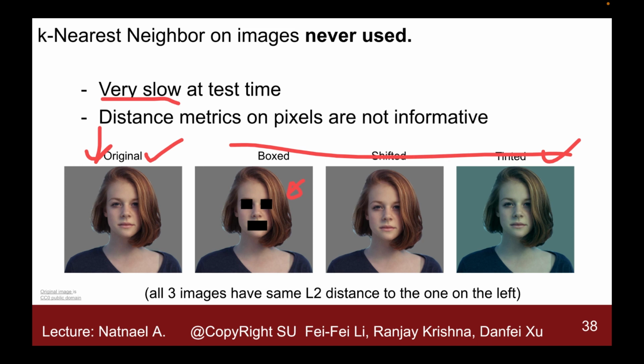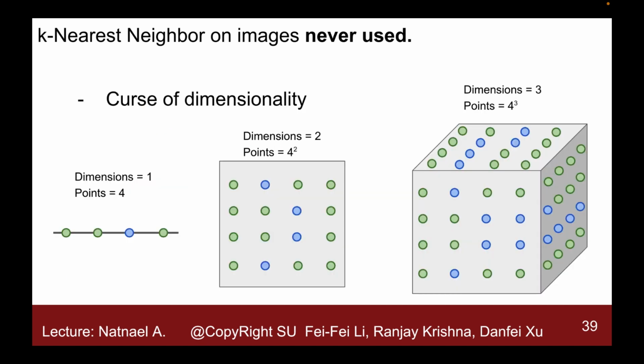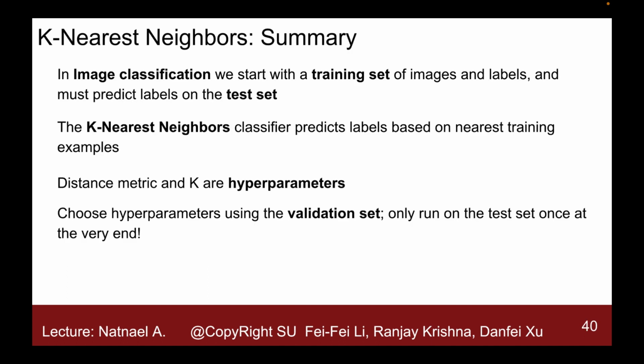machine learning problems. Okay. So again, k-nearest neighbor is also prone to the curse of dimensionality, as the dimensions in your input data or the problem domain get larger, then k-nearest neighbor cannot handle them. Okay. So let's summarize what k-nearest neighbor is. We said in image classification, we start with a training set of images and labels, and then we predict labels on the test set.